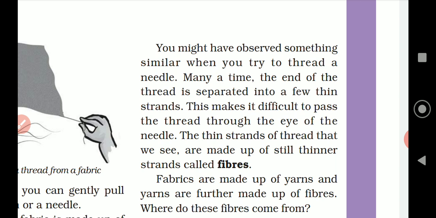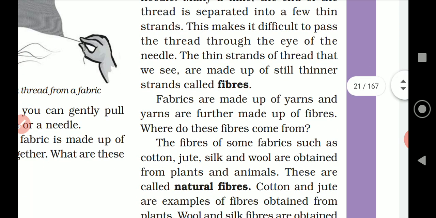So the thin strands of the thread that we see are made up of still thinner strands, and what are they called? They are called fibers. Okay, children, so the thinnest strands are called fibers, right? Fibers together make yarn, and yarn woven together makes fabric. So fabrics are made up of yarns, and yarns are further made up of fibers.